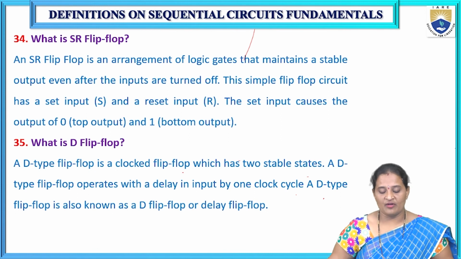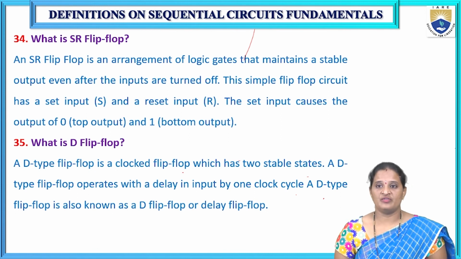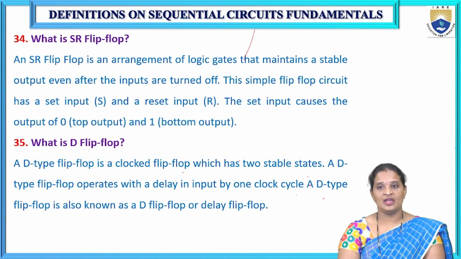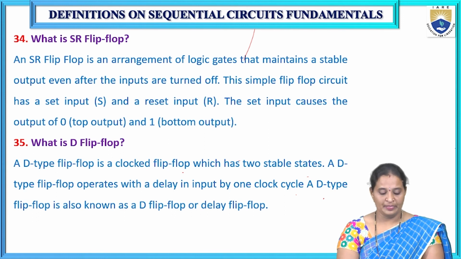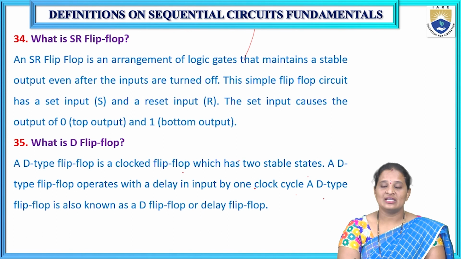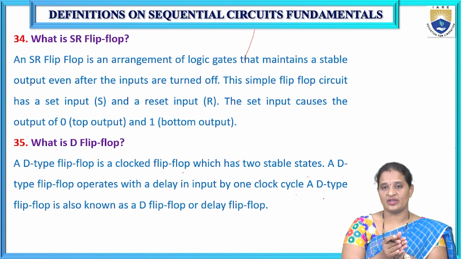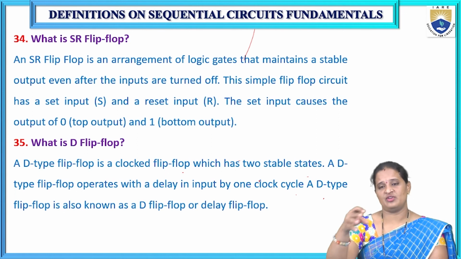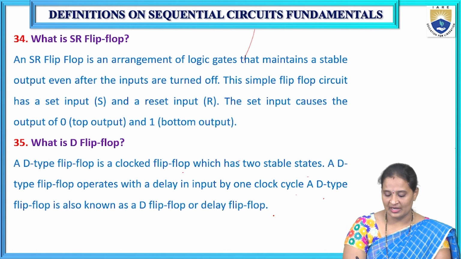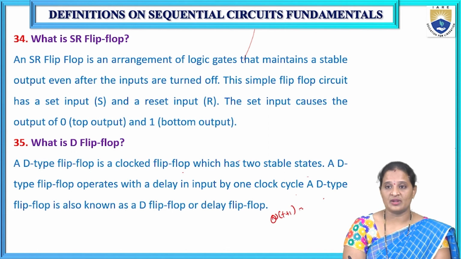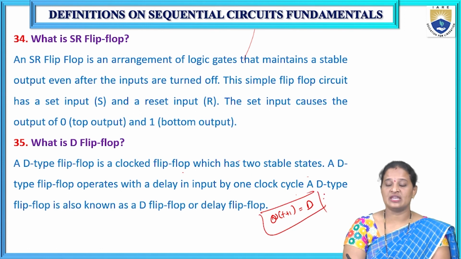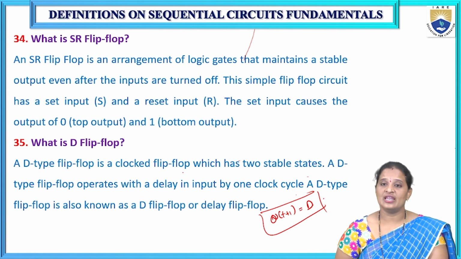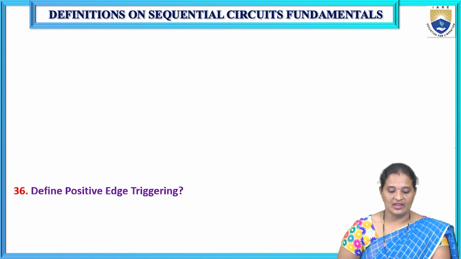That means a D flip-flop is defined as a sequential circuit which has two stable states, and the flip-flop operates with a delay in input by one clock cycle. A D type flip-flop is also called a delay flip-flop or data flip-flop. Whatever data is applied, the same will come as the next state. Let us indicate the next state as Q of t plus 1 is equal to D. So the next state is equal to the data input, and hence we call this a data flip-flop, D flip-flop, or delay flip-flop.